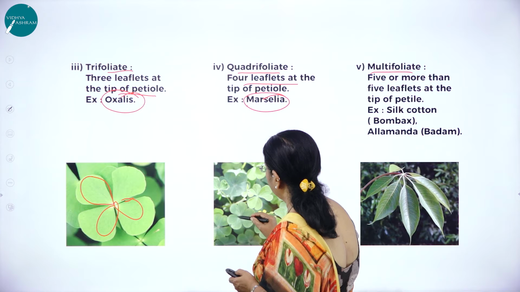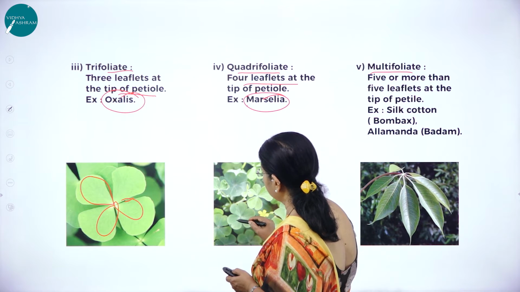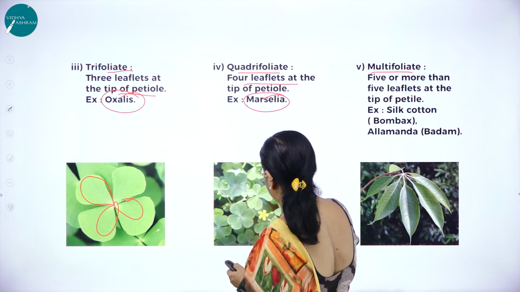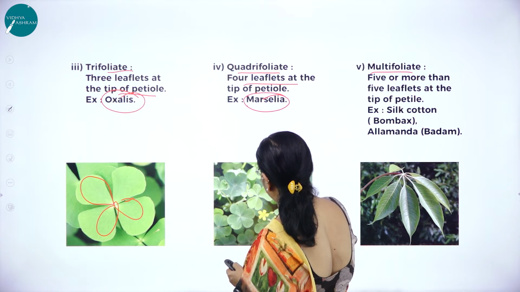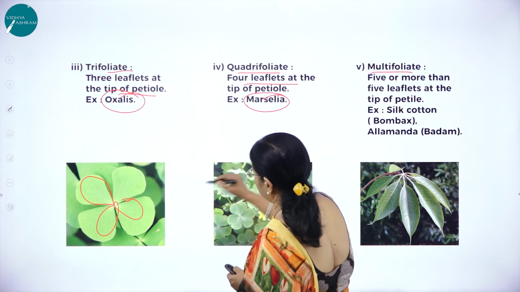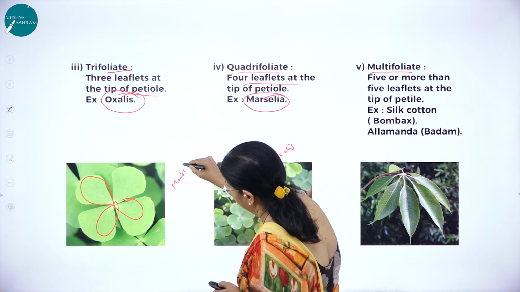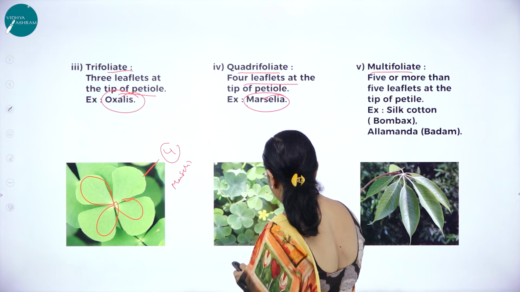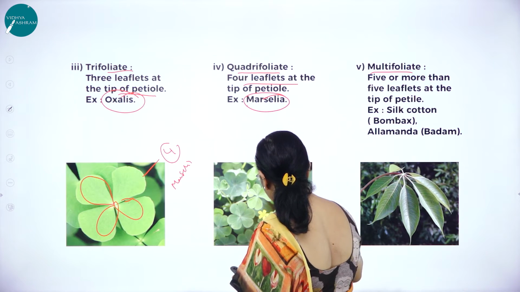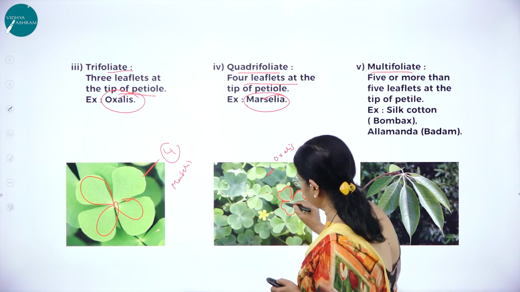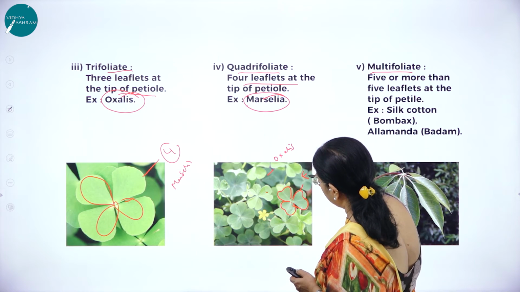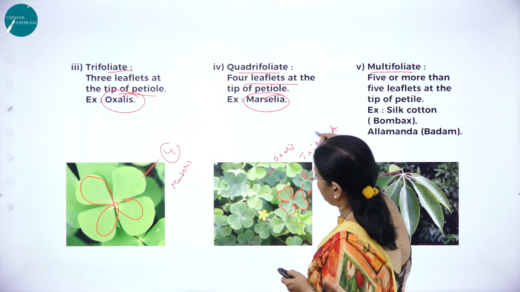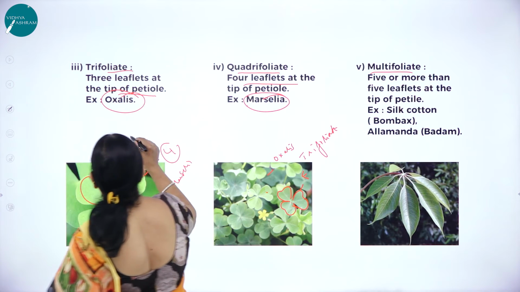Here you can see four. Actually, you can take this example: this is oxalis, 1, 2, 3, and this is Marsilia. Here you can see four leaflets. Here you can see three leaflets. So this is trifoliate and this is quadrifoliate.